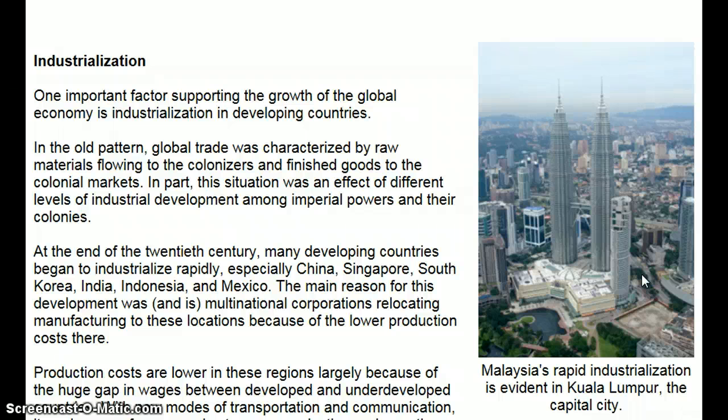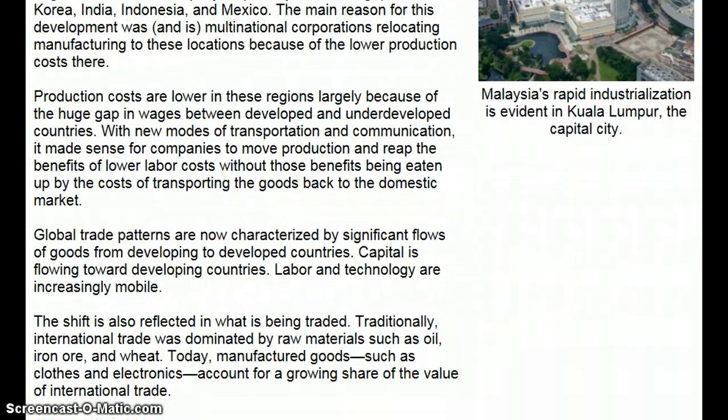At the end of the 20th century, many developing countries began to industrialize rapidly, including China, Singapore, South Korea, India, Indonesia, and Mexico. The main reason for this development was, and is, multinational corporations relocating manufacturing to these locations because of the lower production costs there. Production costs are lower in these regions largely because of the huge gap in wages between developed and underdeveloped countries.